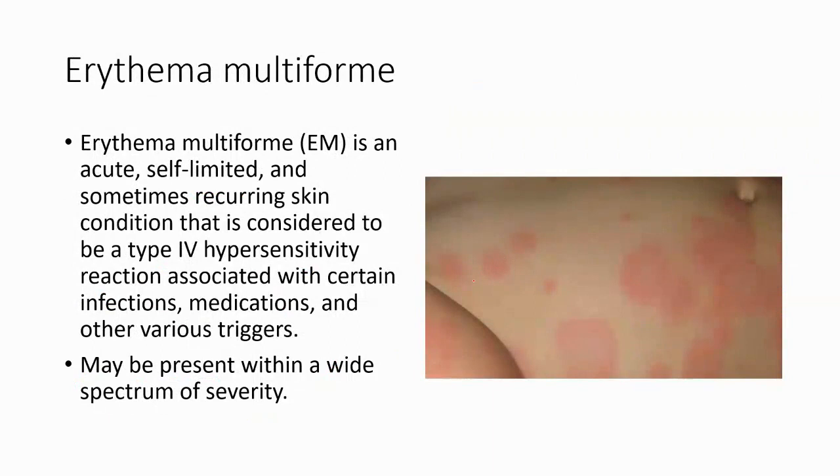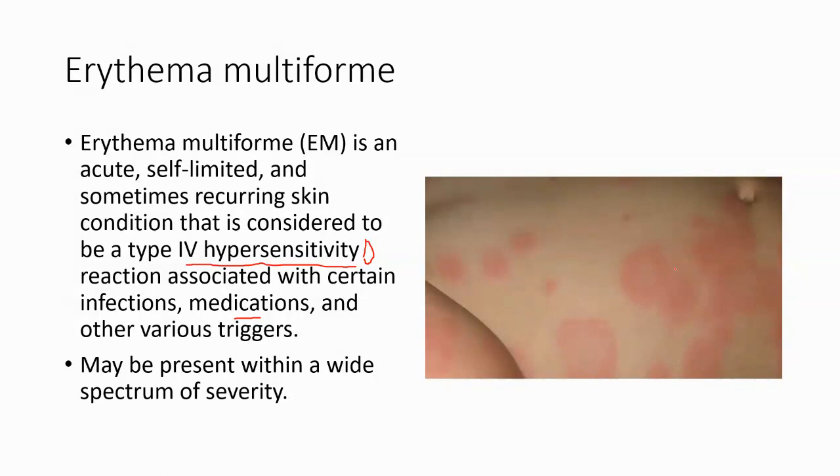Erythema multiforme, or EM, is an acute, self-limited, and sometimes reoccurring skin condition that's considered to be a type 4 hypersensitivity. If you remember, that is the fourth type, a delayed hypersensitivity reaction associated with certain infections, medications, and other various triggers. It may be present within a wide spectrum of severity. So this EM could be serious, and it's generally something that we can see, especially when patients start having an allergic reaction to any type of medication.